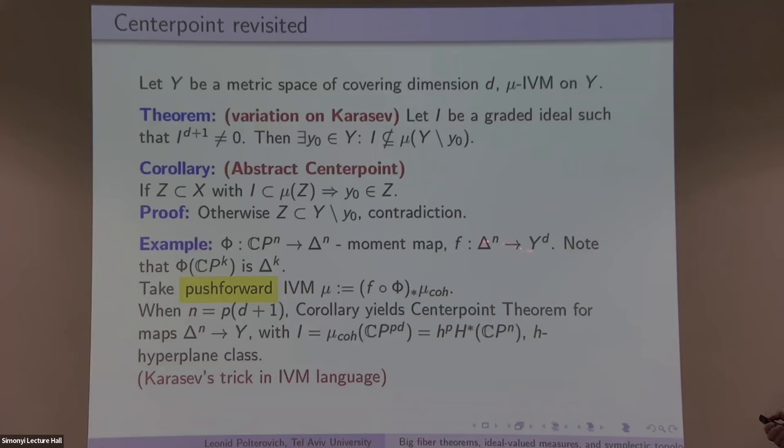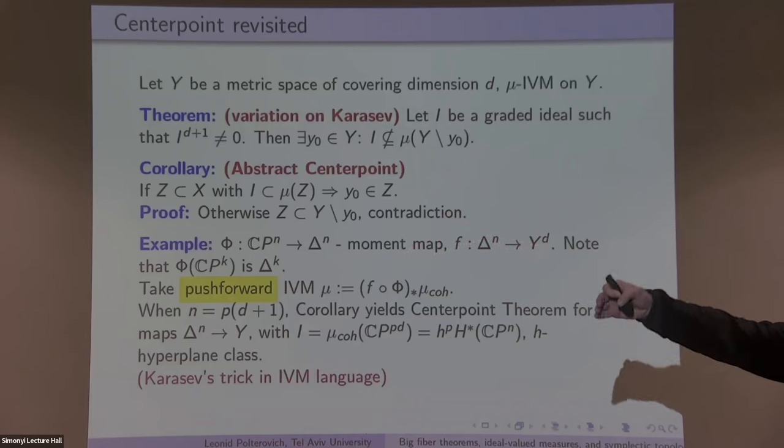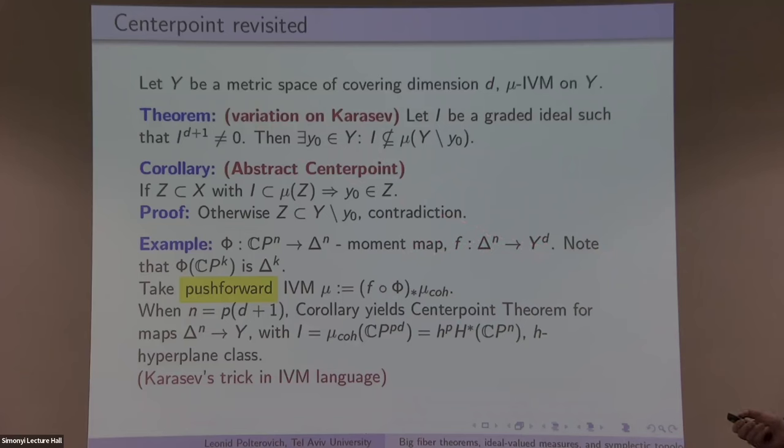Let F be a map from the simplex to YD, right? So what we want to prove is that if we have a map from the simplex to YD, then there exists a point so that its preimage intersects all traces of given dimension. So we just consider the push forward of the cohomological IVM on CPN to this Y, okay? And then we note the following, that K-dimensional faces of the simplex correspond to images of CPK under the moment map, as already told us. So now this corollary yields the center point.